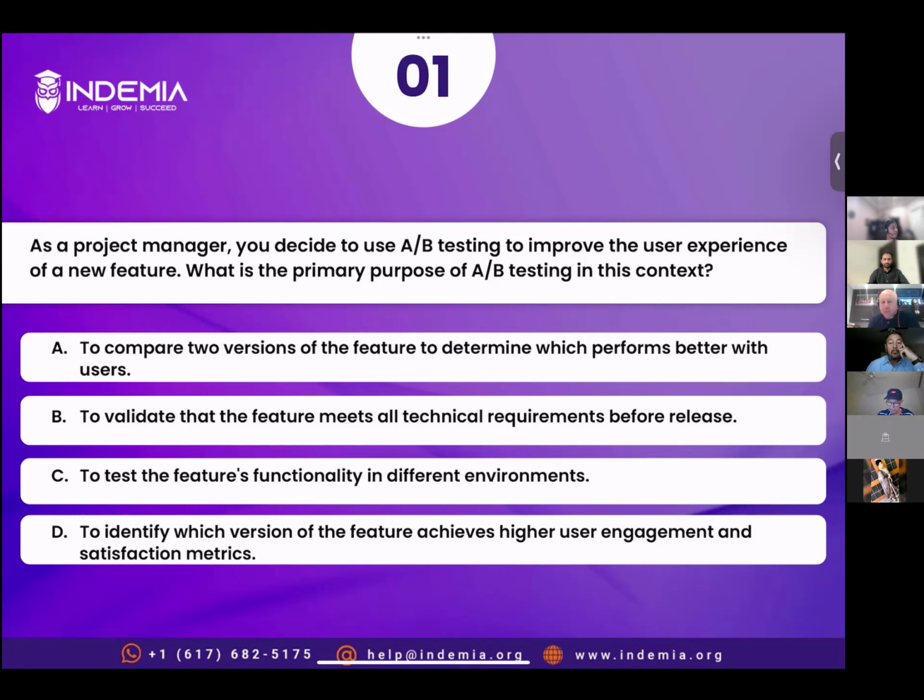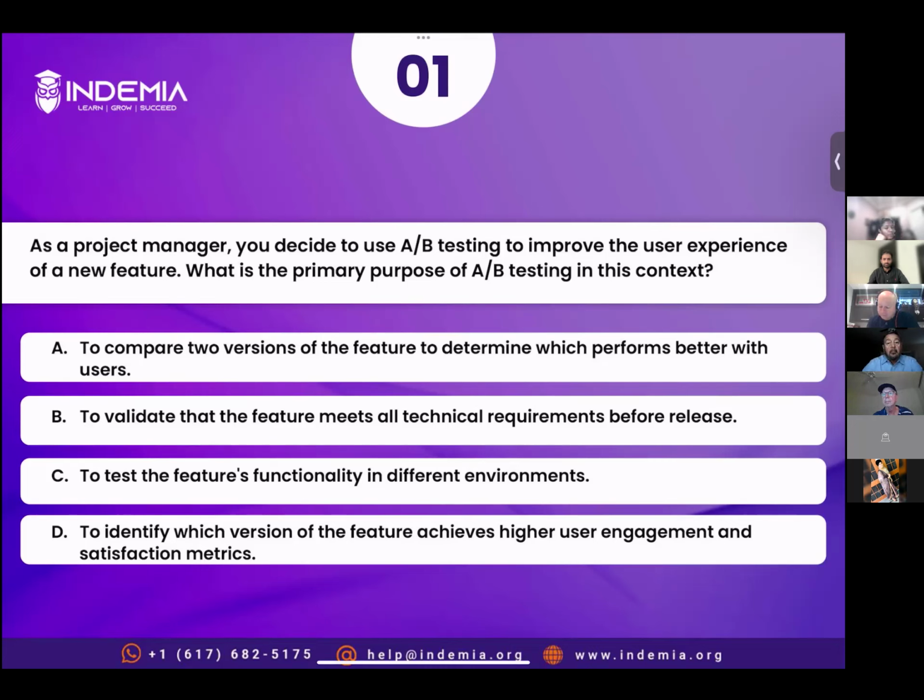A and B testing, as far as I read it, it's called maybe split testing or something. I won't go with the definitions, but it is definitely the two versions of the features to determine which performs better. So that's why I picked option A. All right. So yes, that is correct.